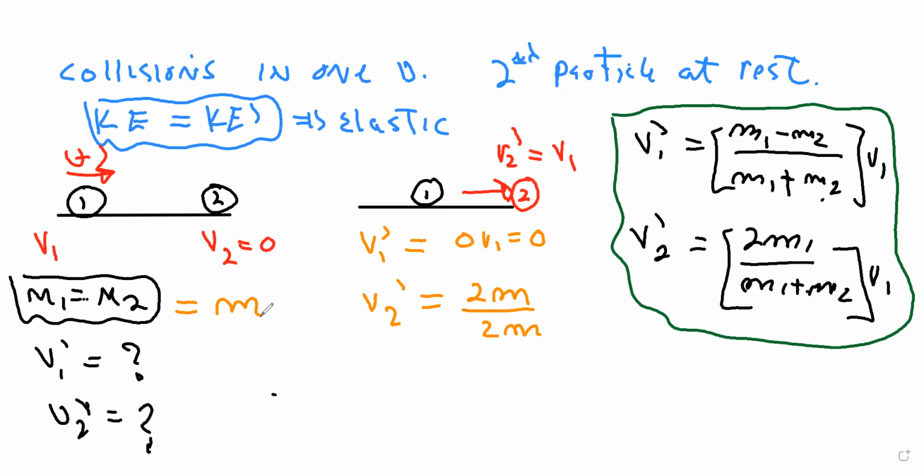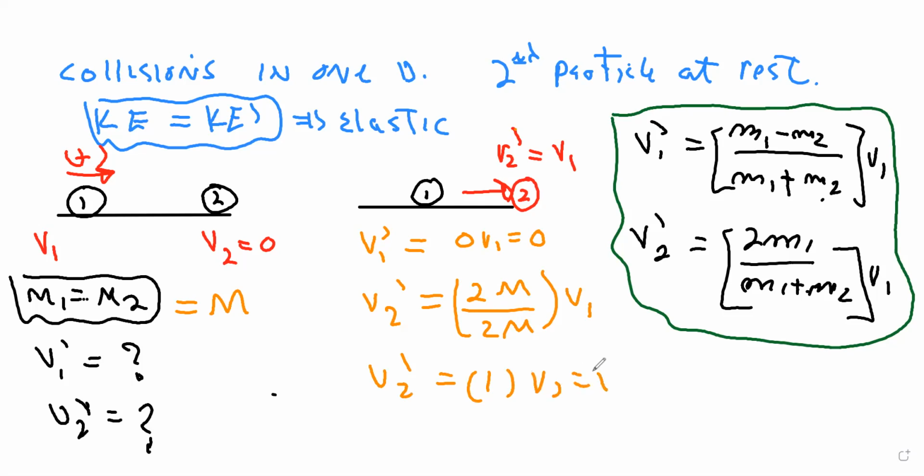Let me change the notation here so we don't confuse people. Mass 1 is equal to mass 2 is equal to the mass. So we have mass over mass, and this has to be multiplied by V1. So V2 prime is going to be 1 times V1, so it's equal to V1. What's happening? V2 prime is going to have a velocity equal to V1.